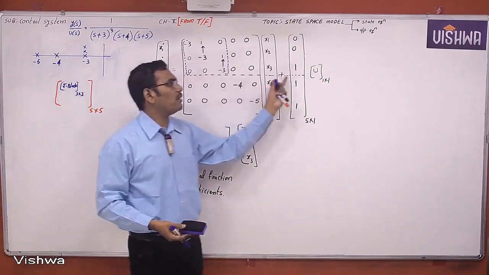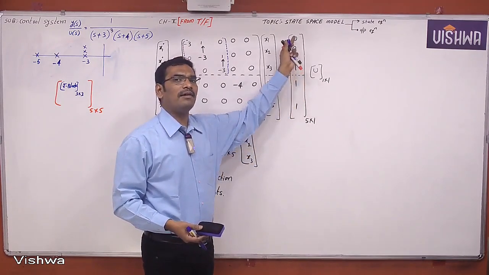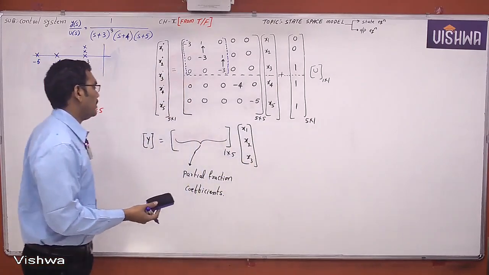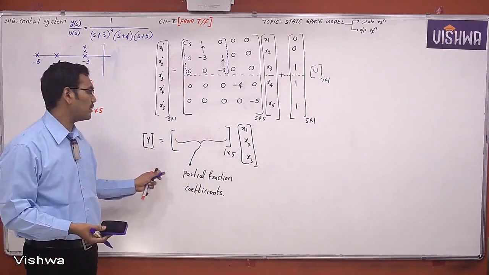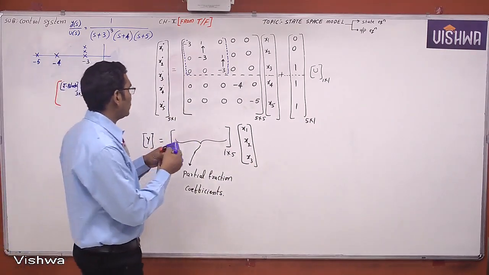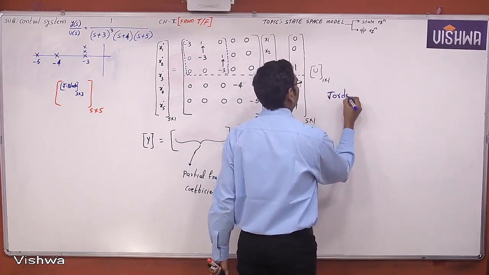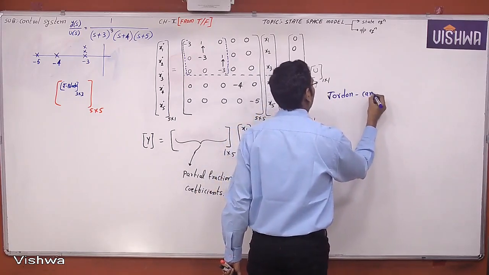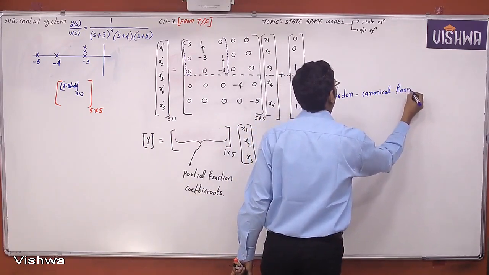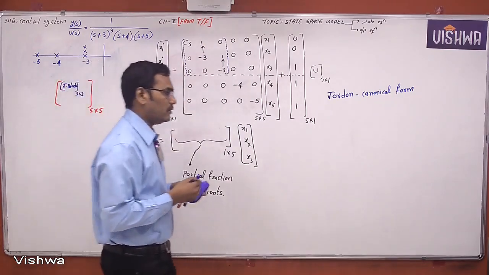And this is the Jordan boundary. The Jordan boundary value is 1. And top of all the ones are zeros and bottom of the ones are ones. Now this is A, B, and the C matrix, whose coefficients are nothing but partial fraction coefficients. Now this form is called the Jordan canonical form. And that block is nothing but a Jordan block.